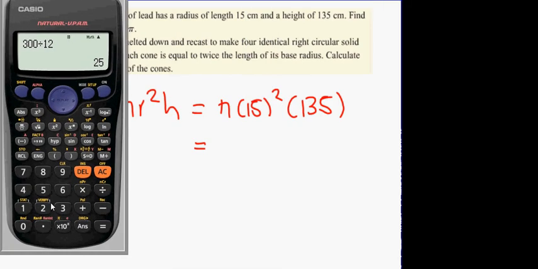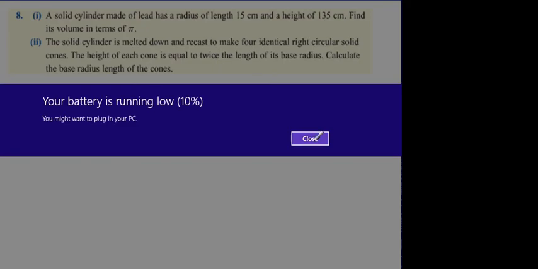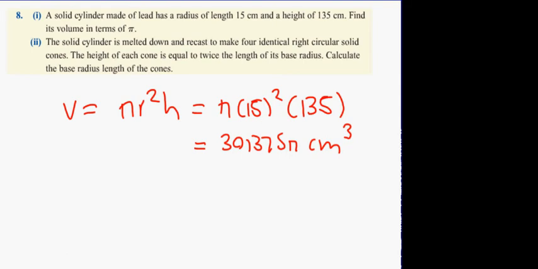So pi times 15 squared multiplied by 135, and it's going to be 30,375 pi centimeters cubed. The solid cylinder is melted down and recast to make 4 identical circular solid cones. So each one has been changed into a cone.